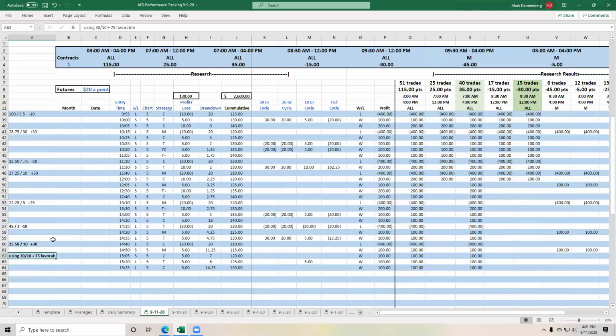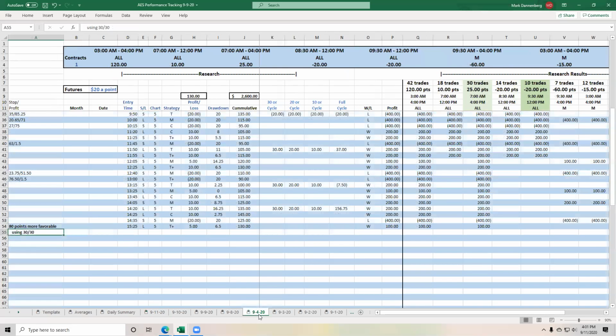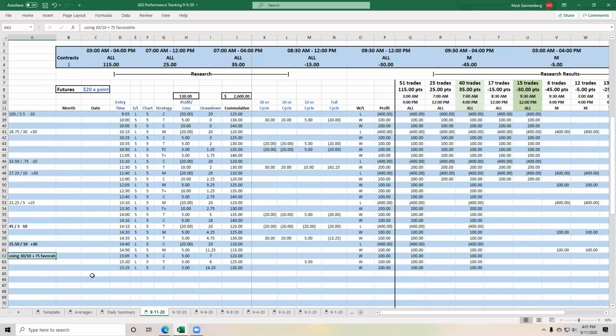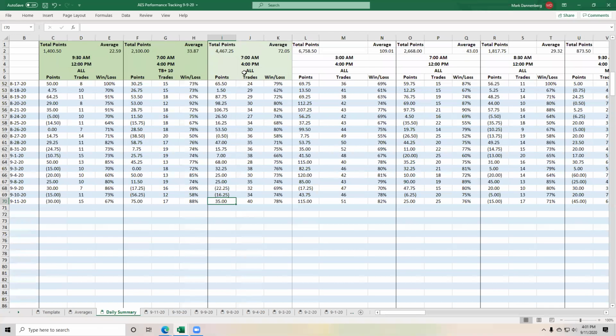So 75 points more favorable. I know we had a day back here where we were 80 points more favorable. I think the day after that we were 5 points less favorable, so I'd be willing to tolerate that. I'm still working on gathering that data, but that's an interesting data point. Basically, had we used a 30-point stop today in the all category trading from 7 to 4, we'd be about 110 points today. That's a really strong day.